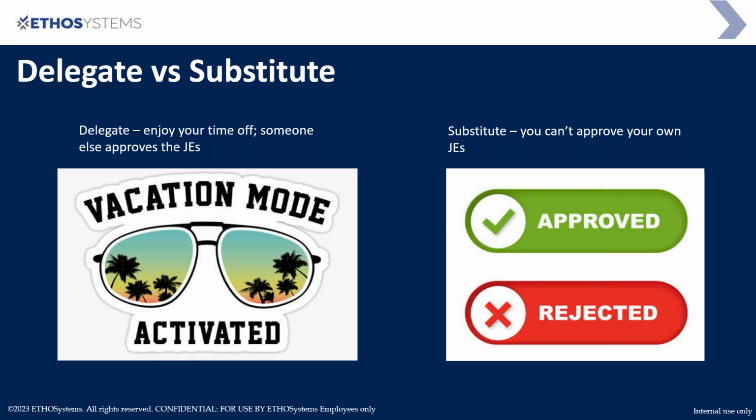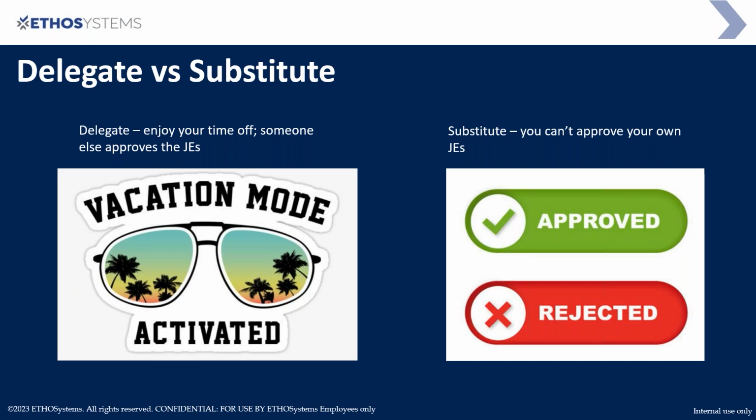I can turn on the delegate feature, and I can have Stuart take over for me. And as soon as that delegation is turned on, any new journal entries that flow through that queue will go straight to Stuart for approval. That way I can really enjoy my vacation, if you will.